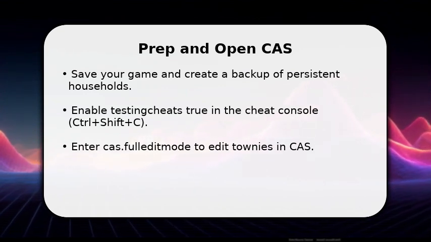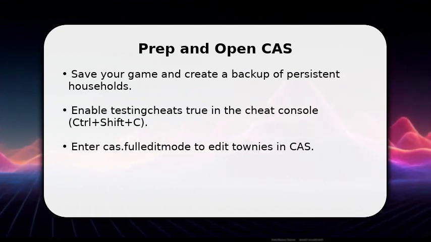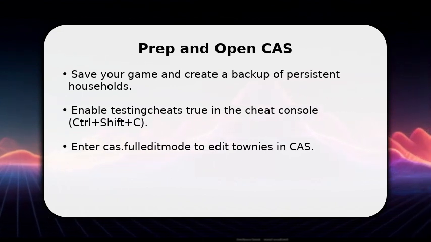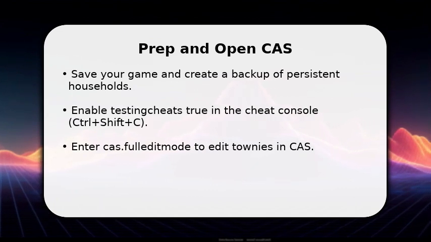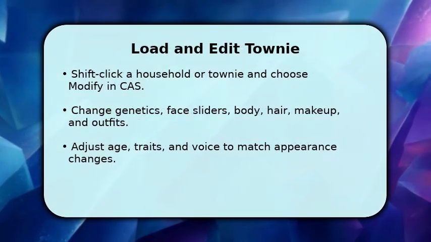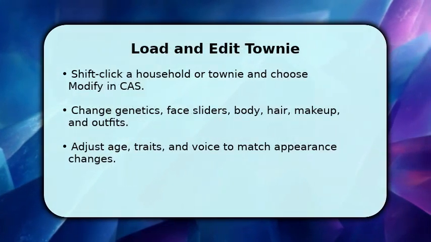You're doing this because the game normally restricts Townie edits, and these steps temporarily lift those limits so you can modify appearance directly. Now, find the townie you want to change in the neighborhood or household panel. Shift-click their portrait and select Modify in CAS to load them.